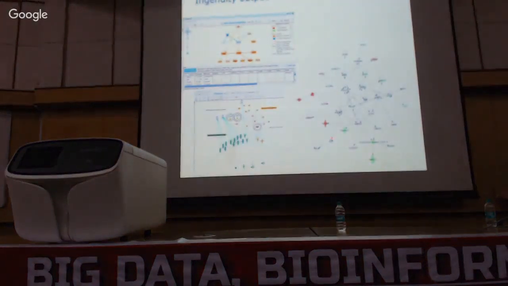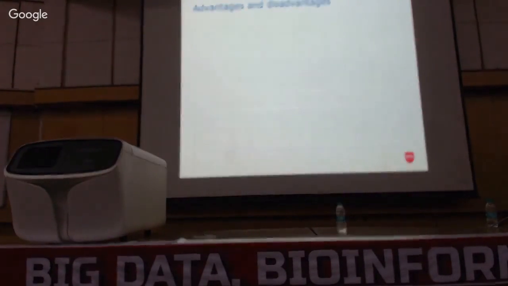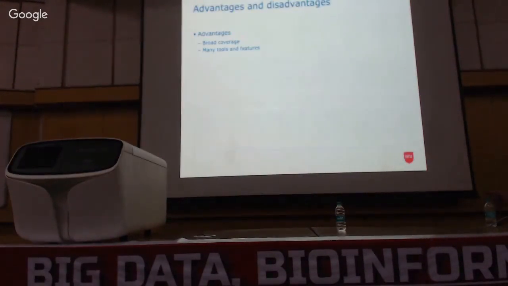And these are the sort of outputs you get. So these symbols here identify different functionalities. The dotted lines indicate associations between things. The advantage of Ingenuity is it's got a broad coverage and lots of tools and features and functions.